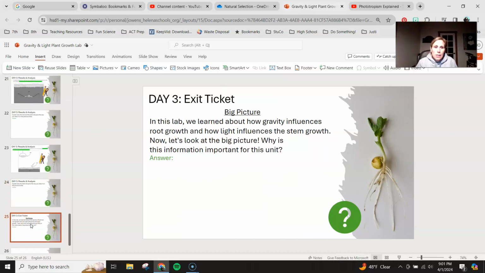Okay, and then finally your exit ticket. In this lab, we learned about how gravity influences root growth and how light influences the stem growth. Now let's look at the big picture. Why is this information important to this unit? Remember, we're talking about matter and energy. Chapter 1 is all about photosynthesis. Chapter 2 is all about cell respiration. And then Chapter 3 is all about the carbon cycle. So how does this fit in? Why are we doing this lab in this unit?